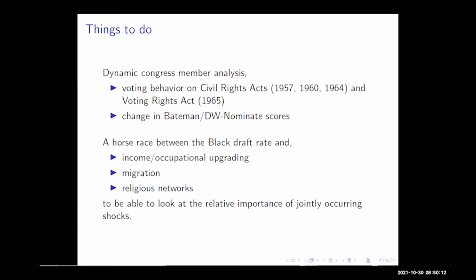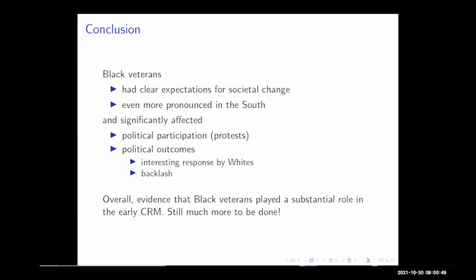And let me just briefly pitch what we want to do in the next steps for this paper before I wrap up. So the next thing we want to do is look at how Congress members vote on different civil rights related bills. We also want to see how their attitudes towards these kinds of legislation change, using the Bateman and DW-NOMINATE scores. And like I said, at the end, we also want to run this horse race between the black draft rate and all of these other important factors that had an influential impact on the political, social, and economic standing of Blacks in the South.